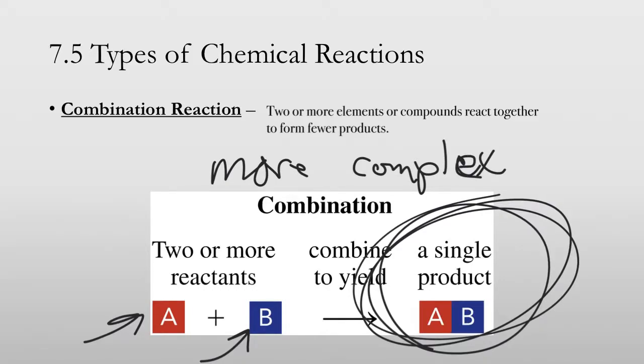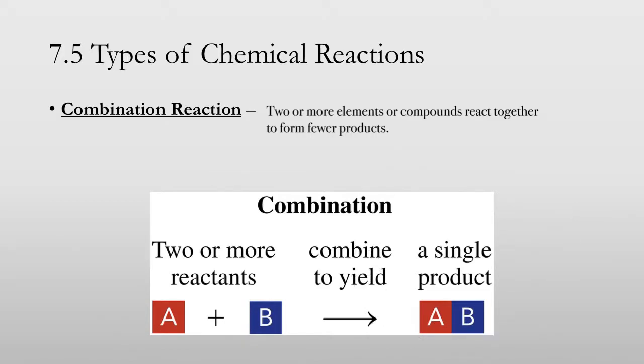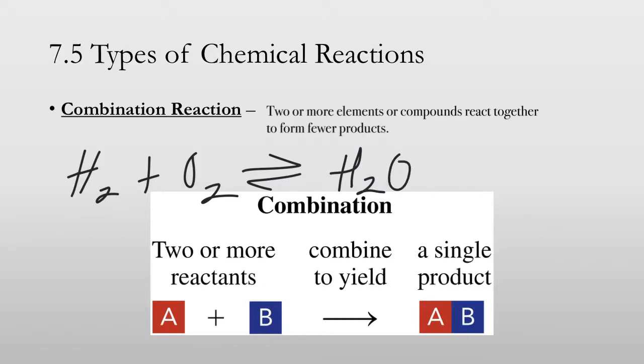An example of a combination reaction could be hydrogen reacting with oxygen to form water. So we've got H2O, and we need to balance it like that. That would be an example of a combination reaction.